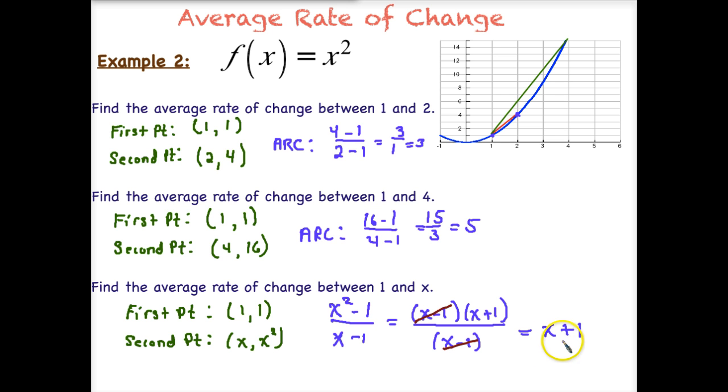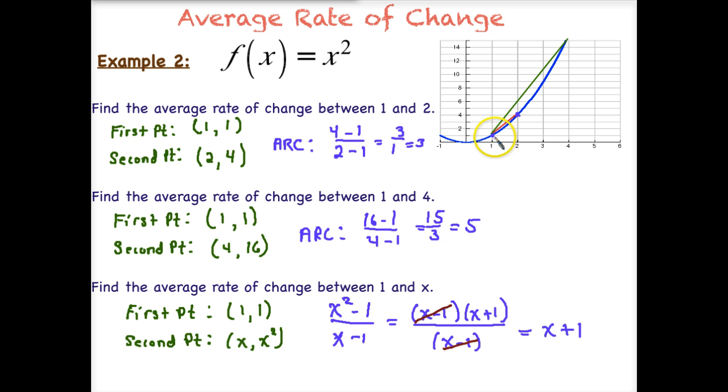Let's test it to make sure that's correct. Well, what if we want to find the rate of change between 1 and 2? This is the rate of change between 1 and any number x. So if we plug 2 in here, 2 plus 1 is 3, that's what we got. Let's try the second one. The average rate of change between 1 and 4, if we plug 4 in here, 4 plus 1 is 5, and that is in fact what we got. So this generic equation can help us find the rate of change between any 2 points from 1 up.